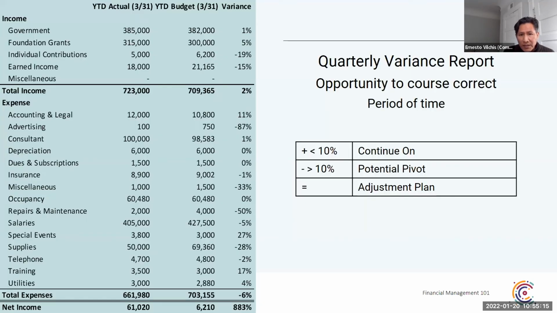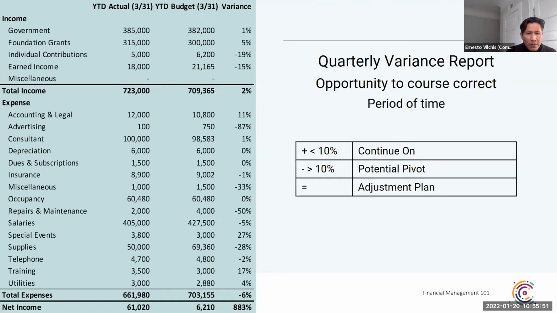For some items like repairs and maintenance, you have an under investment. Is there a reason for that? Are you falling behind on keeping your space in good shape? So it's really just a tool to help you make adjustments as you go. This is why this quarterly variance report is really important. It's an opportunity for you to course correct over a period of time, rather than getting to the end of the year and thinking, oh, wow, we didn't really do this, or we fell short on this goal. It's really more throughout the year, making the adjustments to make sure that you're getting to where you want to go.